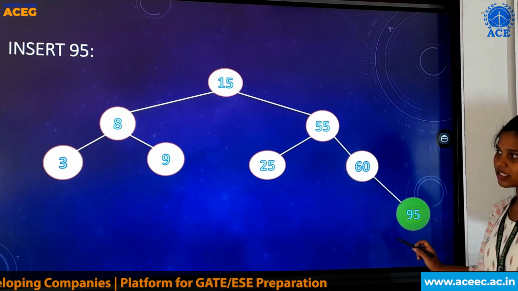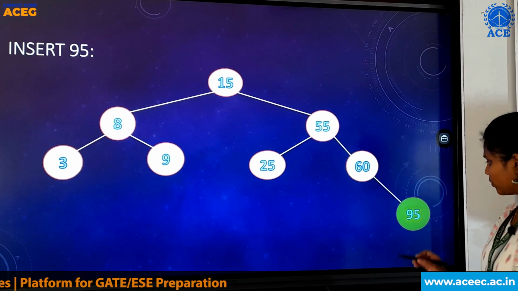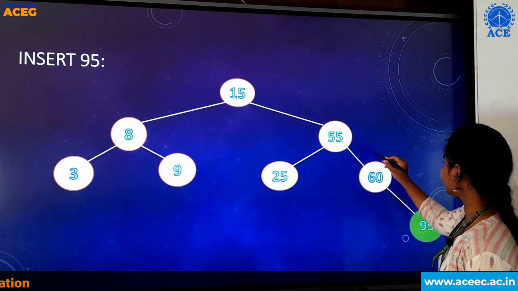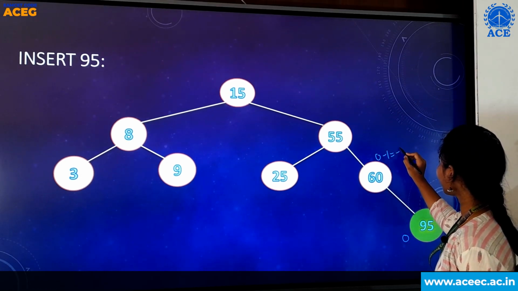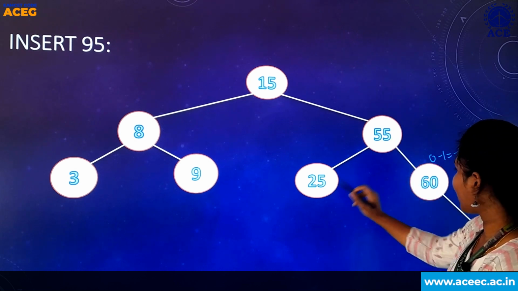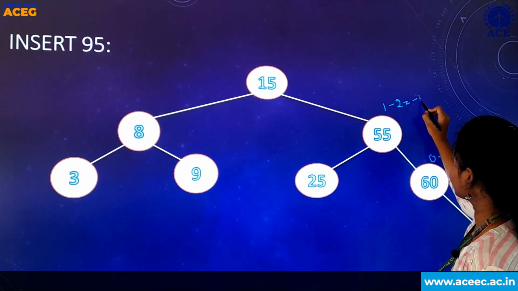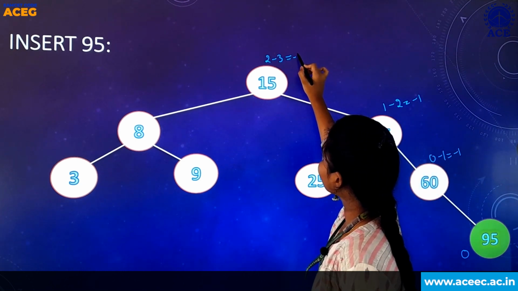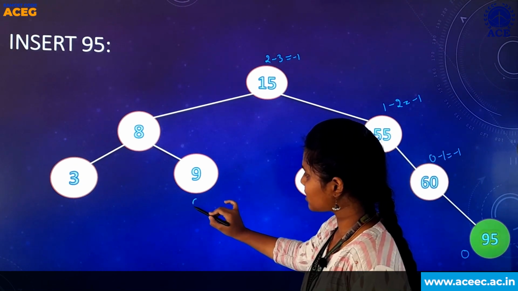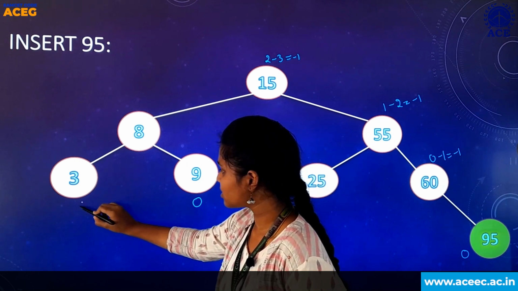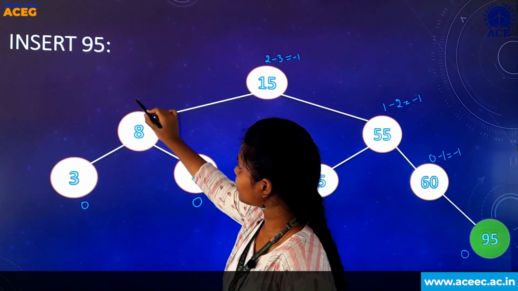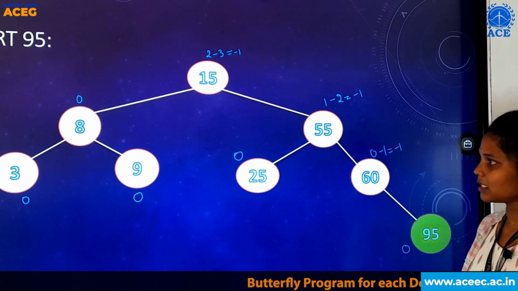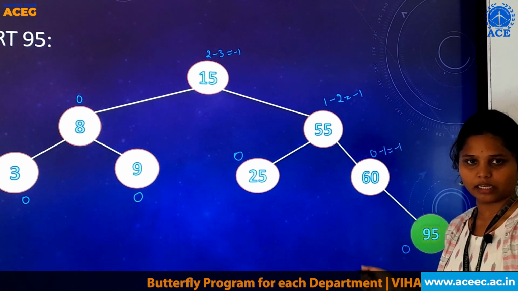After insertion, check the balancing factor for every node. Here it is 0. For 60 it is 0 minus 1, minus 1. For 55, 1 minus 2, it is minus 1. For 15, 2 minus 3, minus 1. For 9, it is 0. For 3, it is 0. And for 8, it is 0. Here for 25, it is 0. Now we can see the balancing factor is in the range.